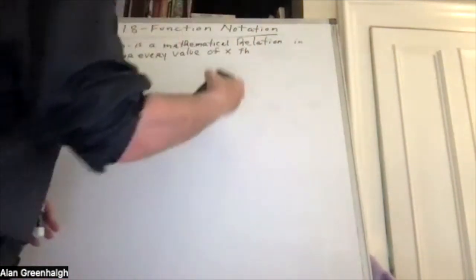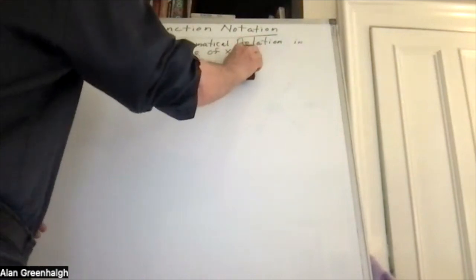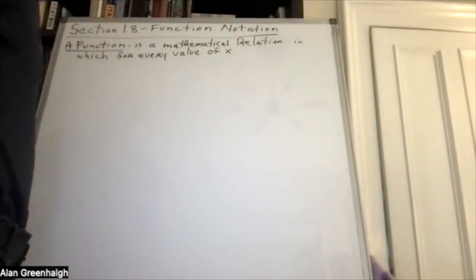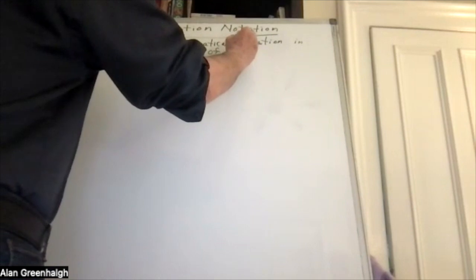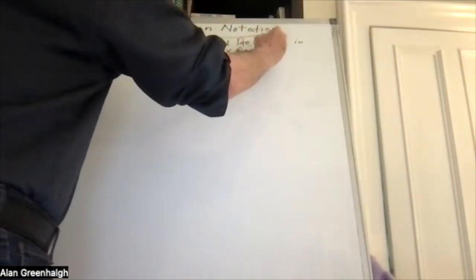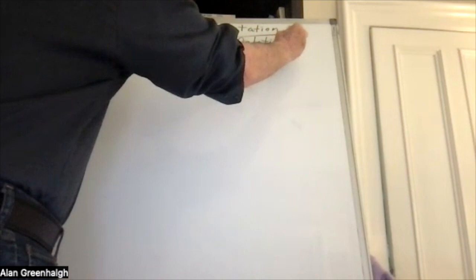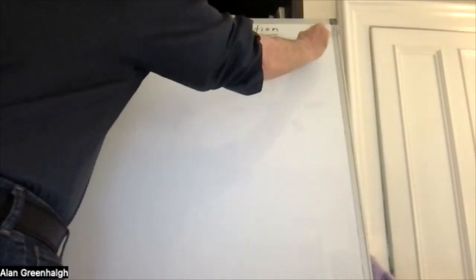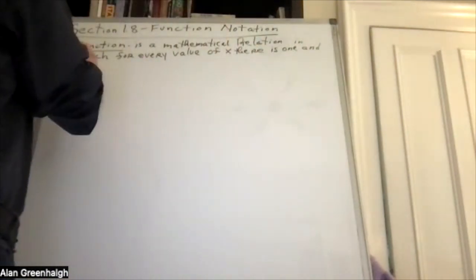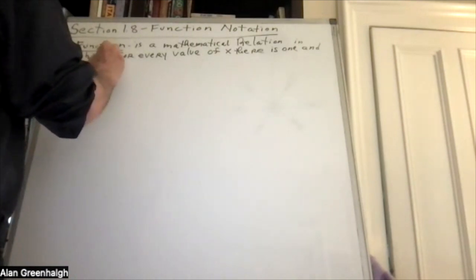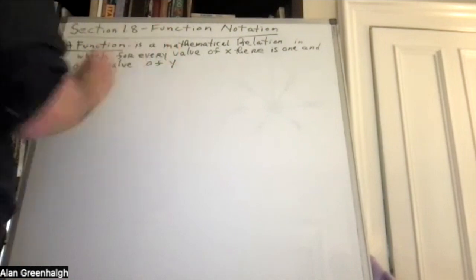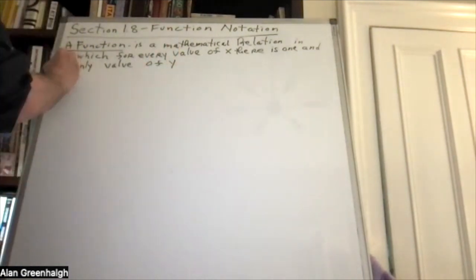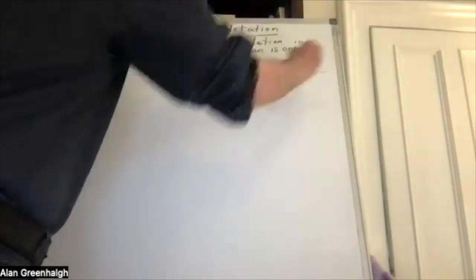It would be nice if I made my t's look like t's. A function is a mathematical relation in which for every value of x, there is one and only one value of y. Okay, so that's what we're going to be talking about now.